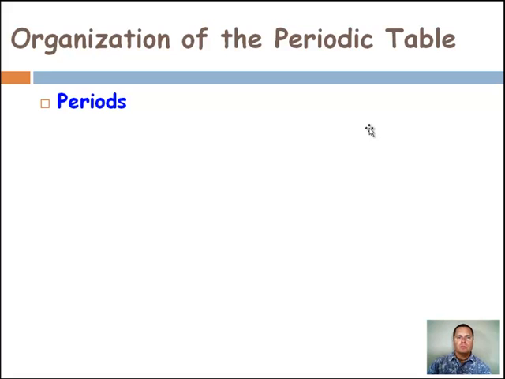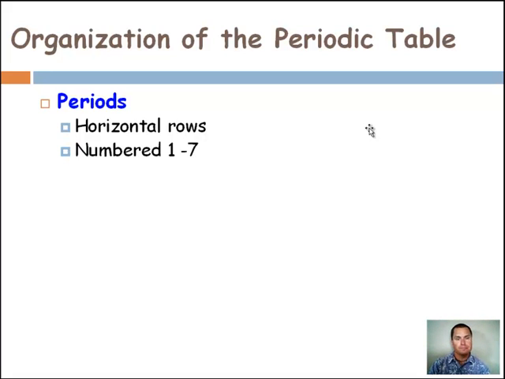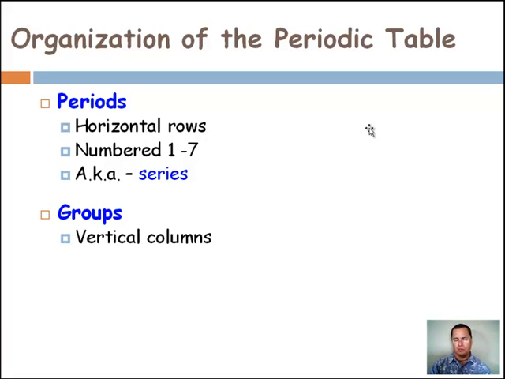So the periodic table is organized into periods, which are horizontal rows. So going this way, they're numbered 1 through 7. They're also sometimes called series. We will refer to them more as periods in class. Now going the other way, we have groups. These are vertical columns, and they're also called families. So groups or families are used interchangeably.